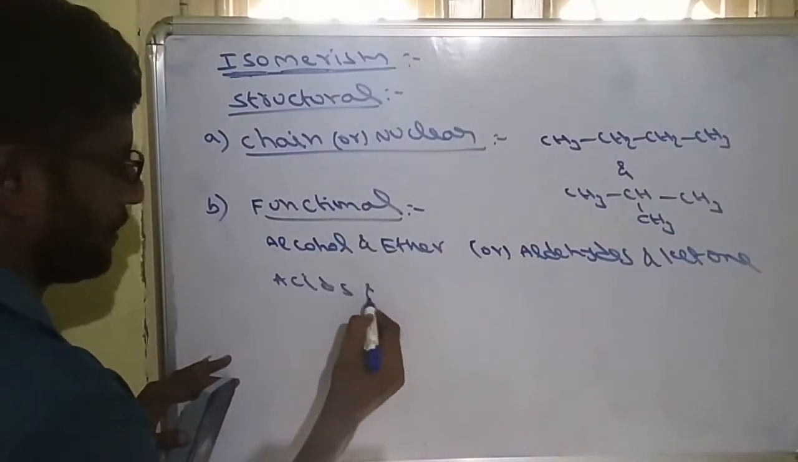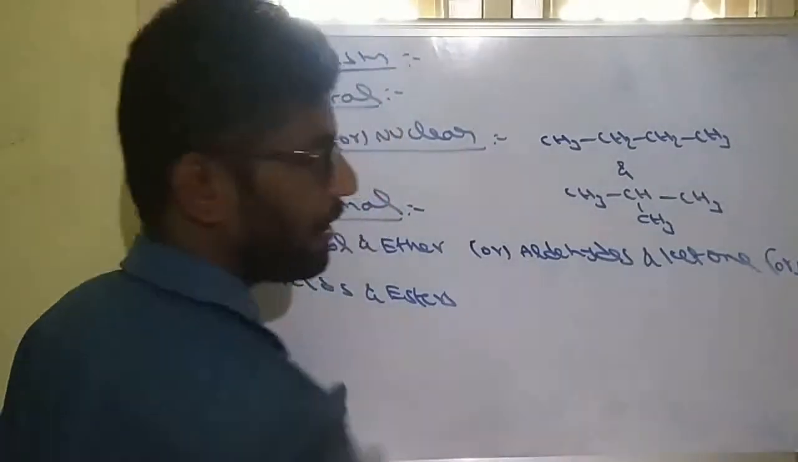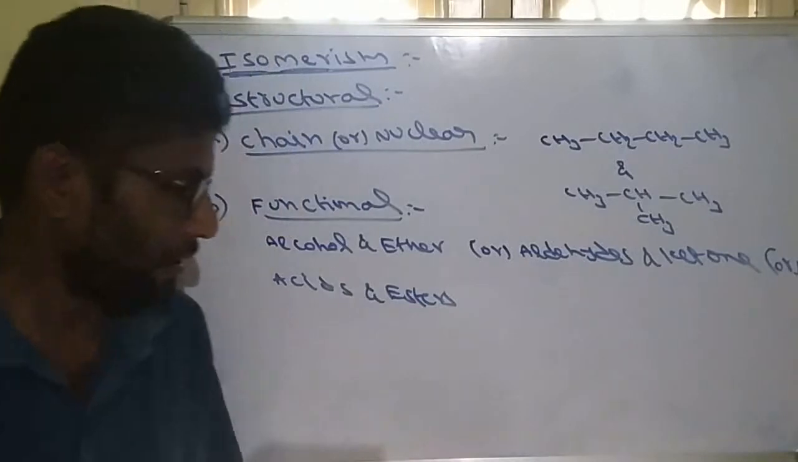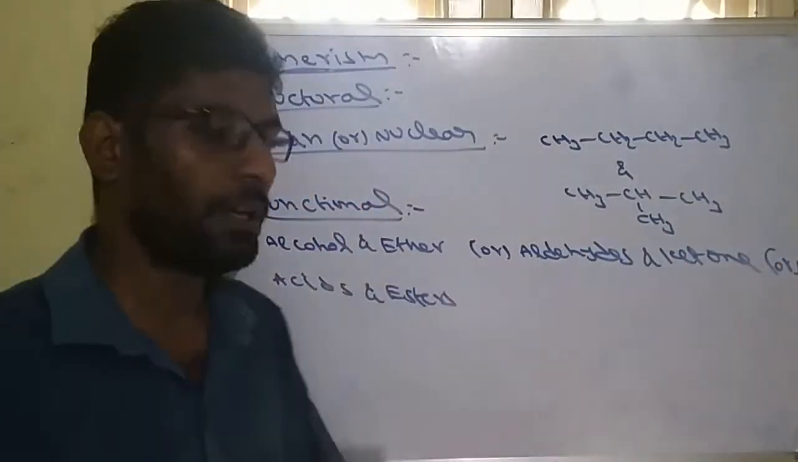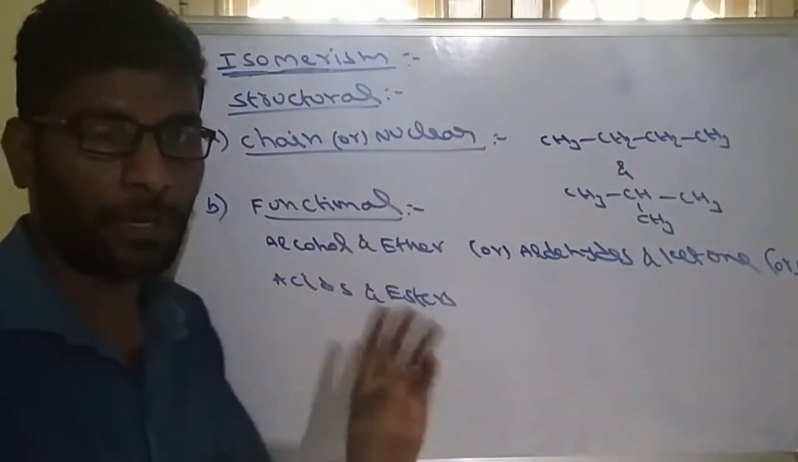Acids and esters are functional isomers. Like that, a number of functional isomers are there. Alcohols are functional isomeric with ethers. Aldehydes are functional isomeric with ketones. Acids are functional isomeric with esters. So like that, functional isomers are possible: different functional groups with the same formula.